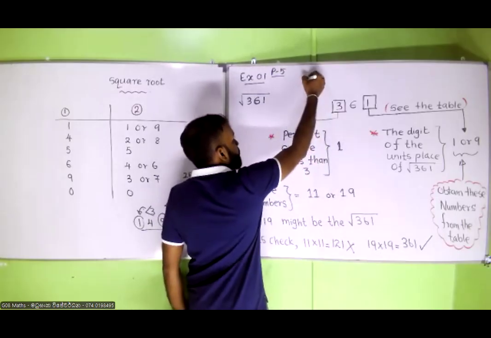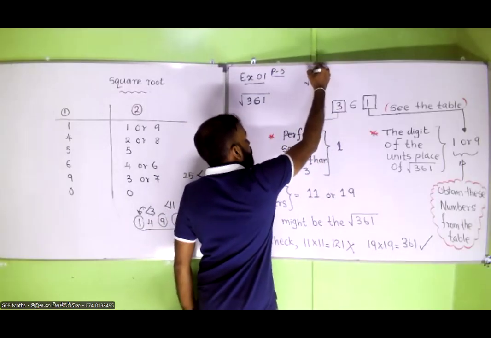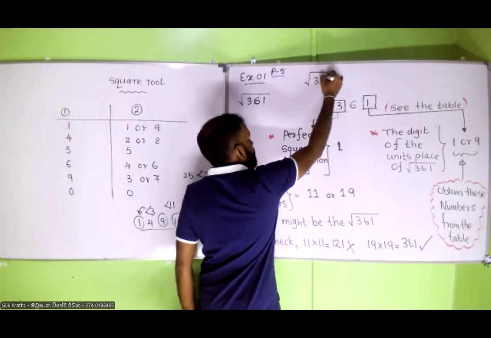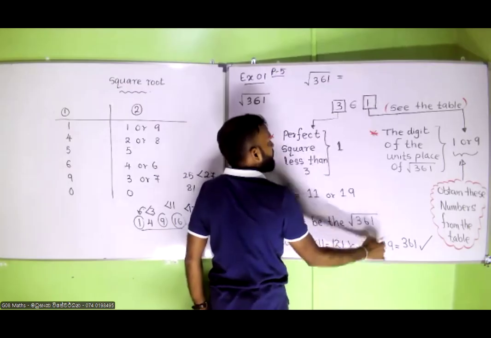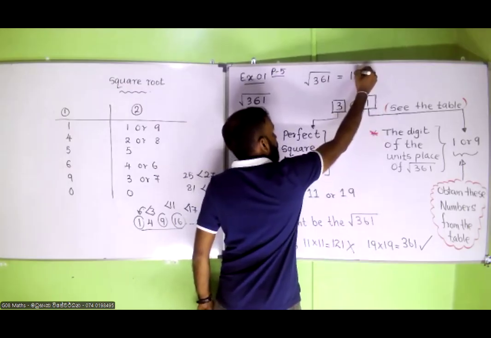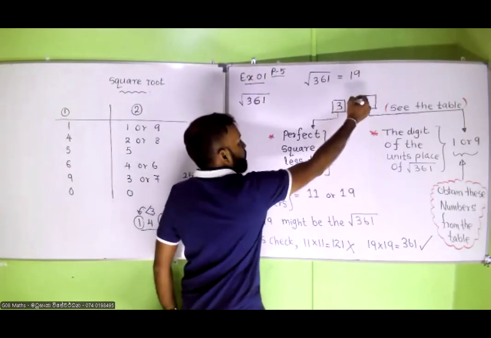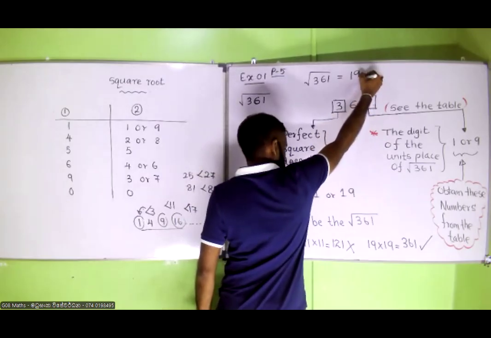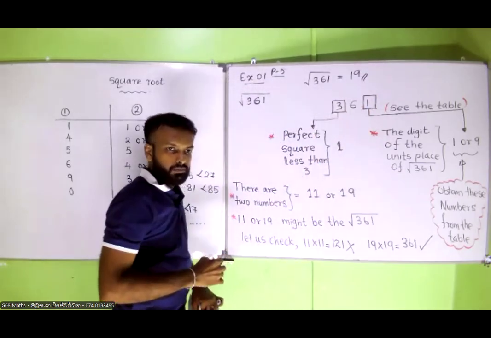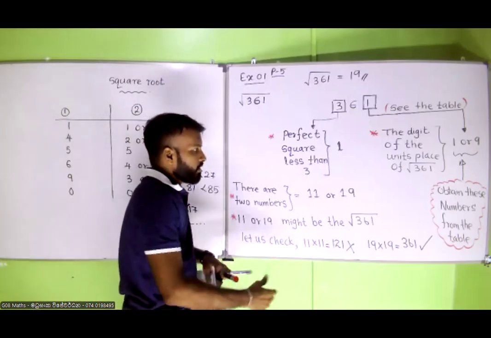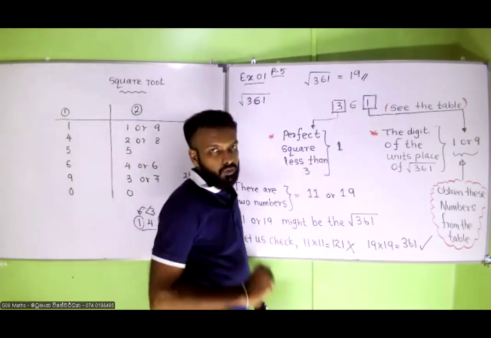So the square root of 361 is equal to 19. So this is what you are going to do. These are the steps that you need to follow.